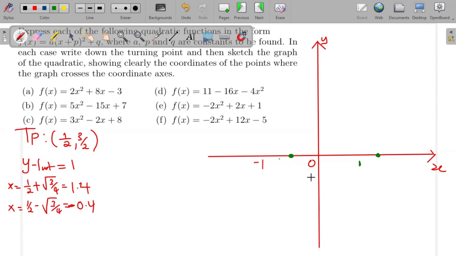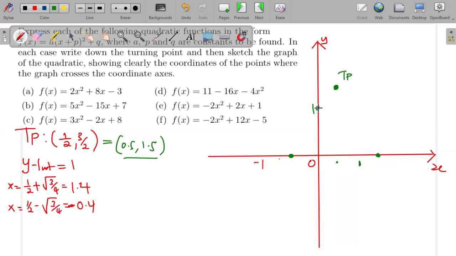My y-intercept is 1. And then my turning point is half, comma, 3 over 2. So 3 over 2 is the same as 1.5. Half is the same as 0.5. Okay, so let's plot this. So 0.5 should be somewhere here. Then 1.5, if this is my 1, then my 1.5 should be somewhere there. Okay, so I have 0.5, comma 1.5 here. So that's my turning point there.